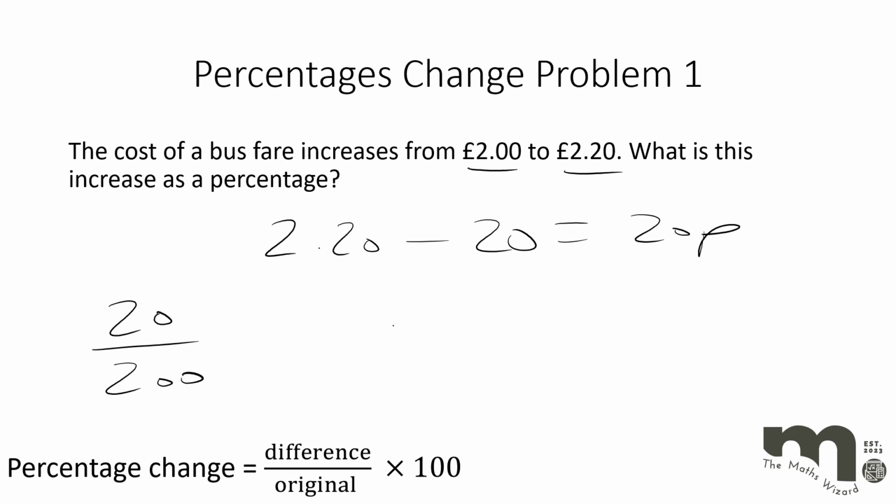So 20 over 200 times 100 shows you that it's a 10% increase. And you might find with some of them, some of you might find it pretty obvious that 20 is 10% of 200. So some of them you might be able to tell before even doing the sum, if they're giving you a nice easy one. This is the sort of one they might do perhaps on a non-calculator paper.